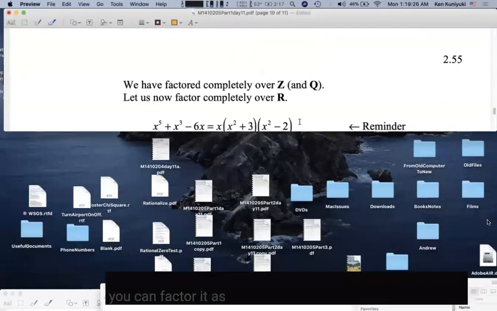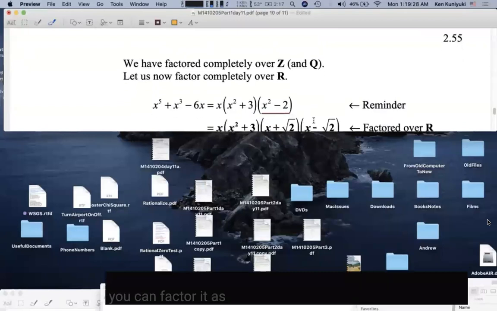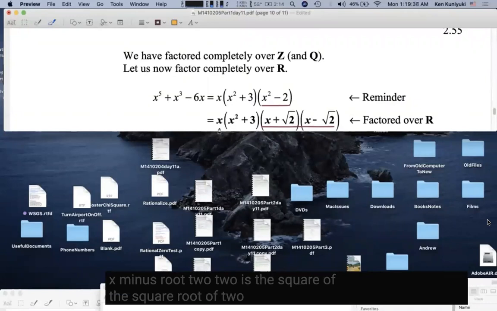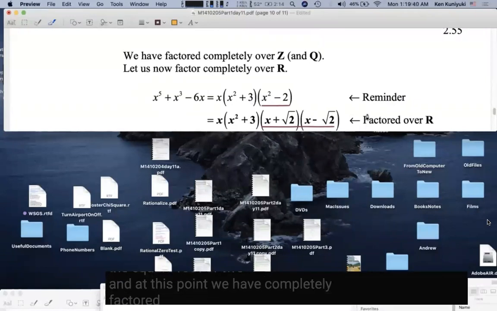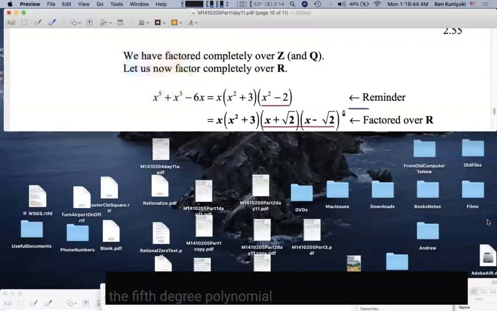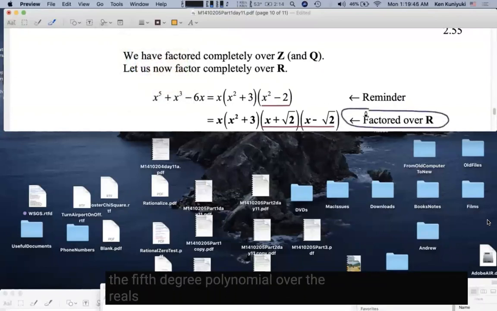You can factor it as the factor x plus root 2 and the factor x minus root 2. 2 is the square of the square root of 2. And at this point, we have completely factored the 5th degree polynomial over the reals.